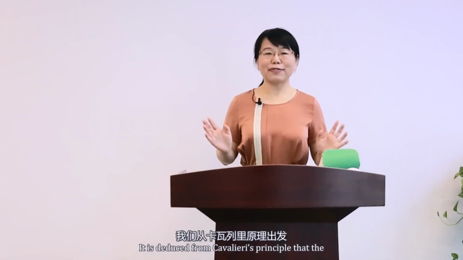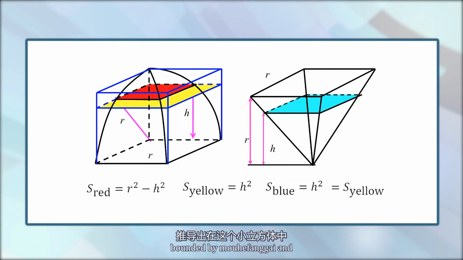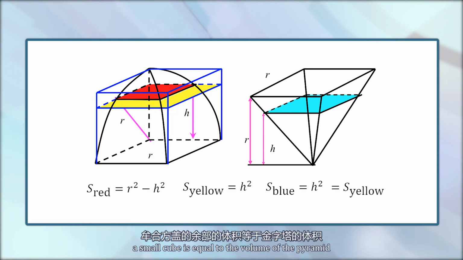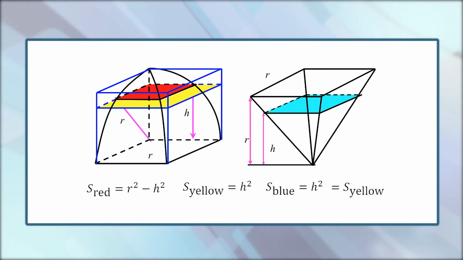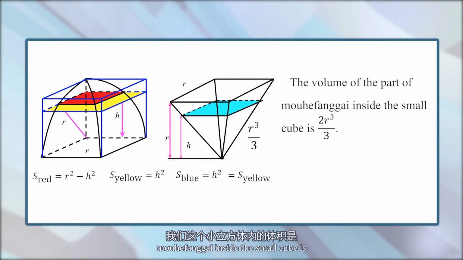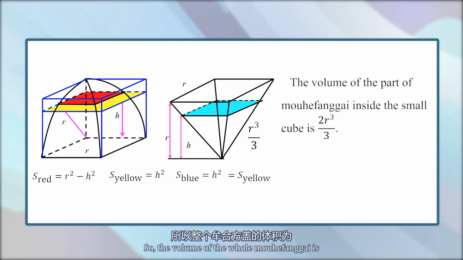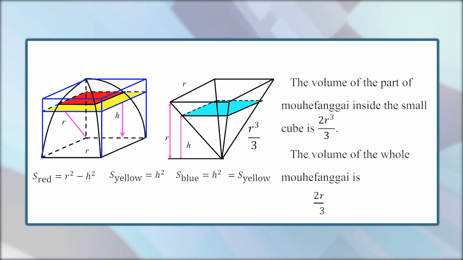It is deduced from Cavalieri's principle that the volume bounded by Mohe fungi and a small cube is equal to the volume of the pyramid, which is r cubed over 3. Hence, the volume of the part of Mohe fungi inside the small cube is 2r cubed over 3. So, the volume of the whole Mohe fungi is 2r cubed over 3 times 8, and it's equal to 16r cubed over 3.